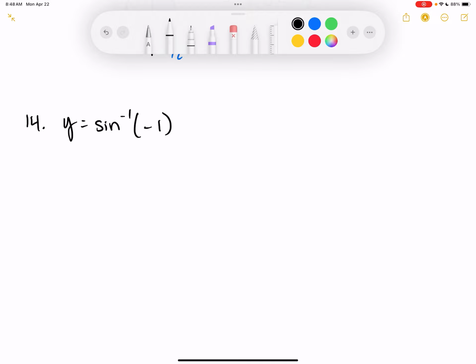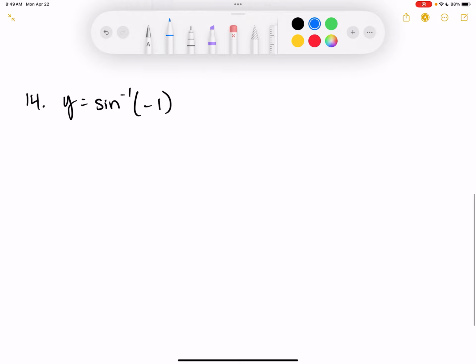Okay, so I'm looking at my unit circle. So the sine being equal to -1 is down here at what is normally 3 pi/2 because the y value is -1. However, I have to remember that it's from -pi/2 to pi/2, so this is going to be all the way down here at -pi/2. So the answer to this is -pi/2.